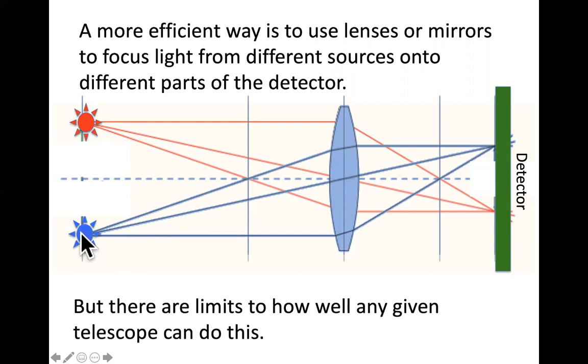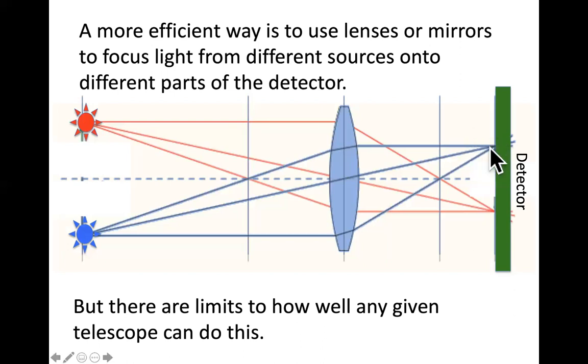The light from this blue star, regardless of what direction it hits the lens on, gets focused to this point in the detector. The light from the red star gets focused to this point in the detector. So this is more efficient. You're now taking light from a broader range and focusing it onto one place in the detector.